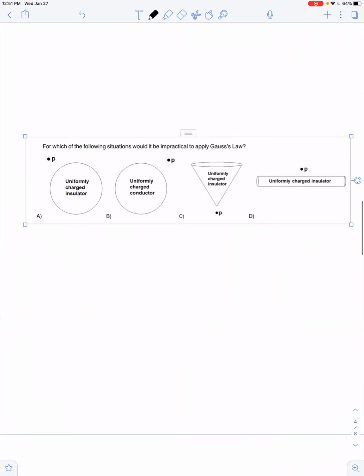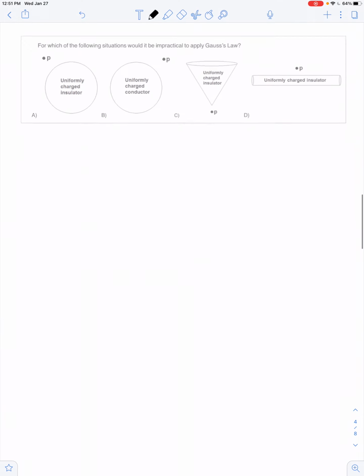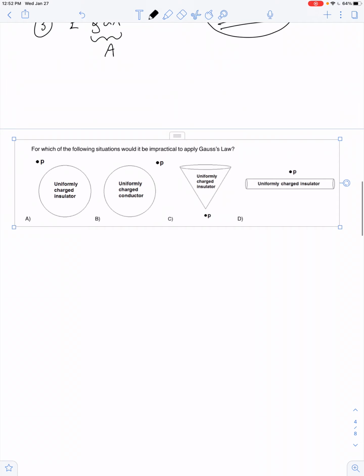So here's a question. In which one of the following cases would it be impractical to apply Gauss's law? Let's say we had a sphere that was uniformly charged, but it's made out of plastic. So we say a uniformly charged insulator as opposed to a uniformly charged conductor. And maybe it's positively charged, and we want to find the strength of the electric field at point P.